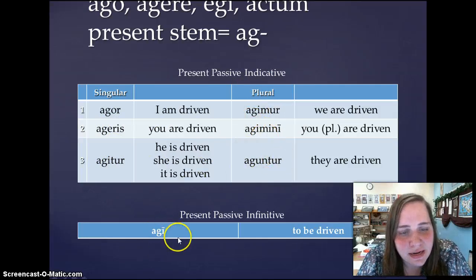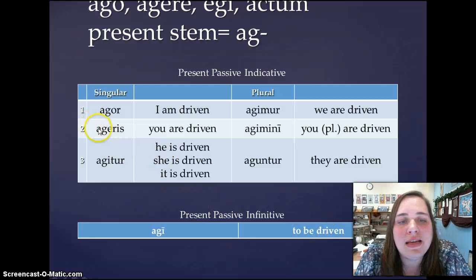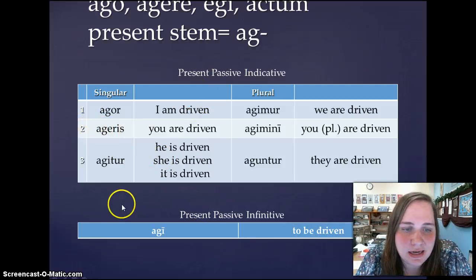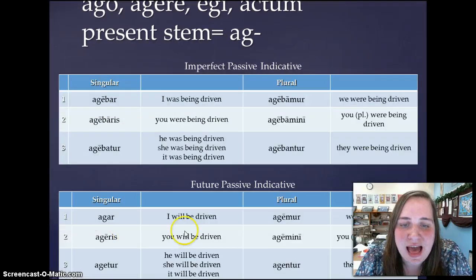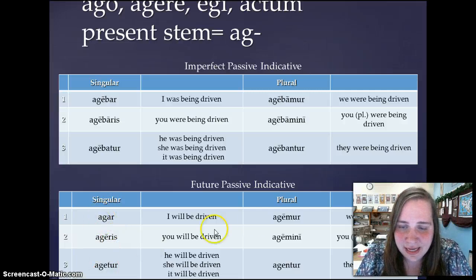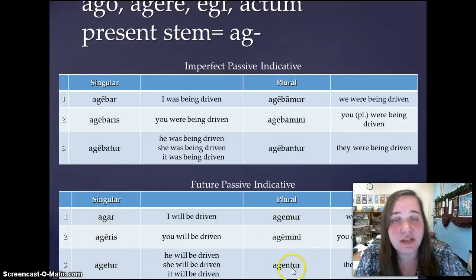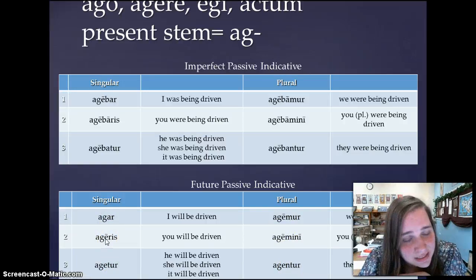We remove the entire ERE from the second principal part and replace it with an I, so the present passive infinitive is agi, to be driven. Now, look at this second person singular present passive indicative. AG, short E, RIS. The only difference between that and the future passive indicative second person singular is that macron, agēris, okay? We have our present stem, we add our vowel, A, long E, short E, long E, short E, and then our endings are -ris, -tur, -mur, -mini, -ntur. So the only difference between the second person singular present passive indicative and future passive indicative is that macron.